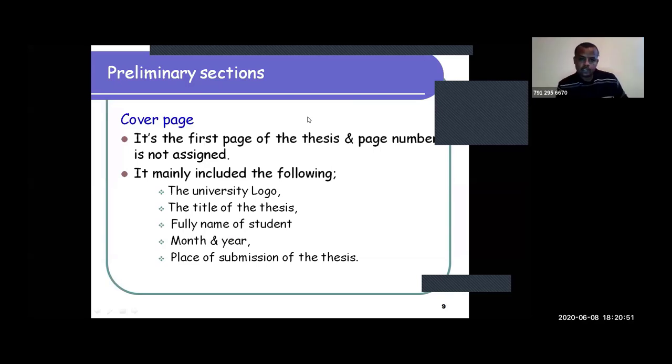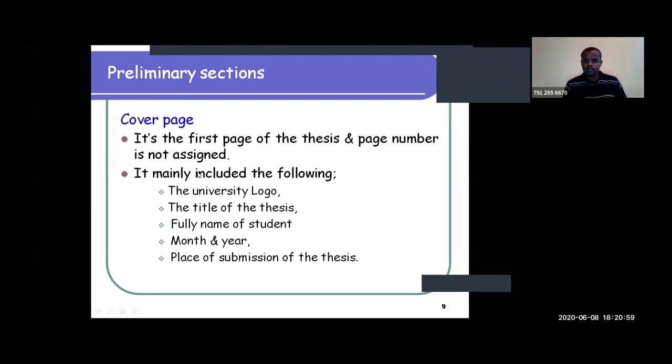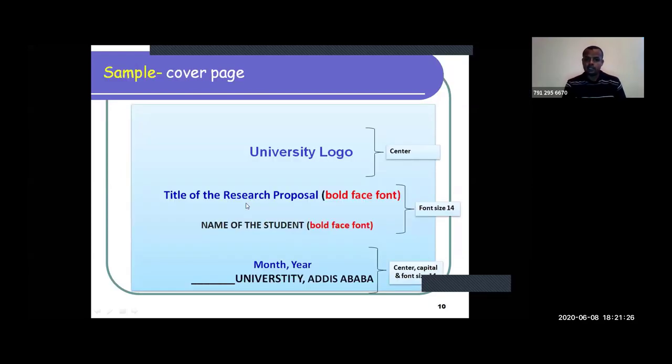While writing the cover page of the thesis, you need to include the following specific parts. One thing you have to include is the university logo. The title of the thesis is also expected. And then you need to include the full name of the student, and the month, the year, and the place of submission of the thesis also need to be included in the cover page. That is expected.